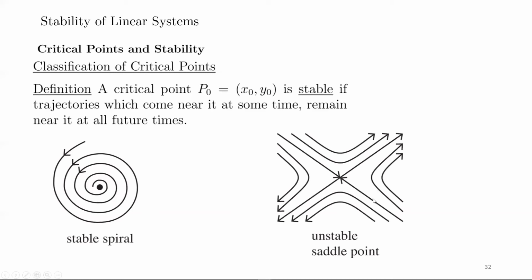However, if we looked at a saddle point, okay, some of the trajectories move towards the critical point, but some of them move away. Okay, so this saddle point, even though some trajectories are stable, some of them are unstable because we get repelled away from this critical point through other trajectories. So we call this an unstable saddle point here.